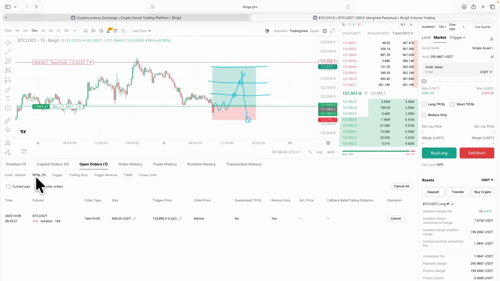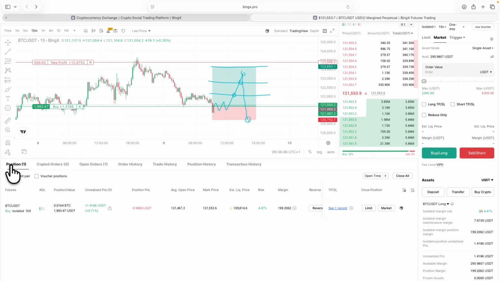So on that open order, come to TP/SL, you'll see it. So this is the first take profit level. Now, if you want to set the order, come back to position. There's a trade, and then you come here to where it says TP/SL. So you can see TP/SL. It says C1 record. That is already set 1.